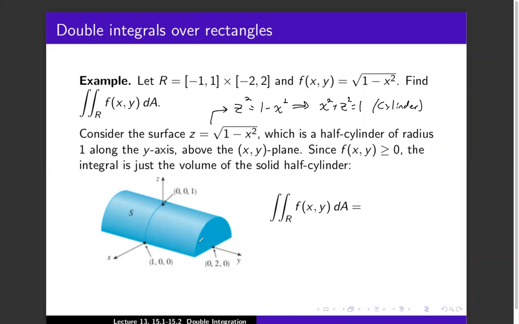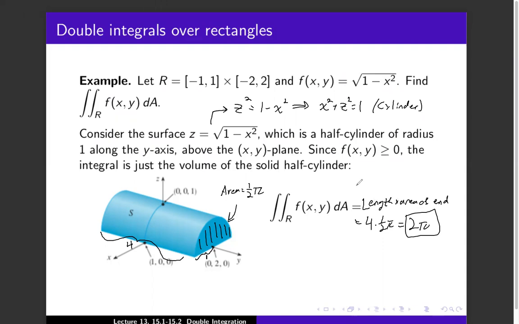So what would that be? Well, the area of this half piece, what would that be? The radius is 1, so that area would be 1/2 pi r squared, well, r is 1, so that's just 1/2 pi, times the length of this thing, and the length of this thing, we can see, is going to be 4. So the length times the area of the end of this thing is 4 times 1/2 pi, or in other words, 2 pi. That's it. That's the answer. That's your double integral for this guy.